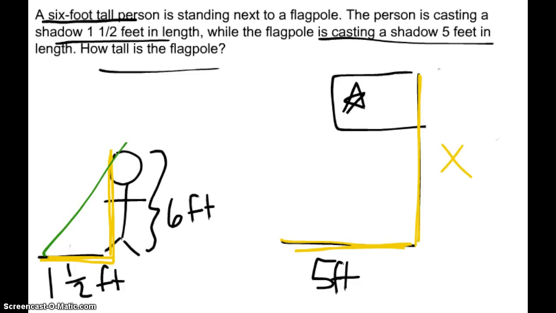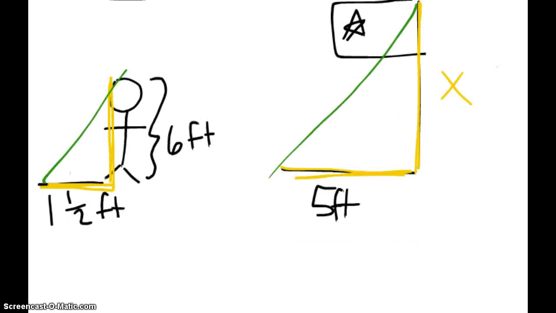And if we, again, connect those, we have two similar triangles. So let's set up a ratio table and use proportionality to determine the height of the flagpole. Go ahead and pause the video. Do that right now and see if you get the same answer as me.